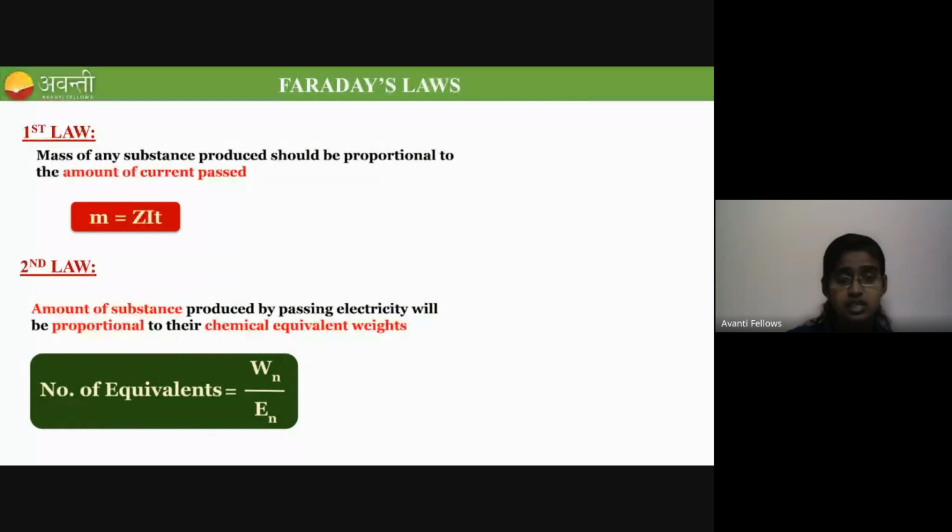their chemical equivalent weight. If the chemical equivalent weight is more, then the amount of substance produced by passing electricity will also be more. So W is the weight and E is the equivalent. Got it? So these are the two Faraday's laws.